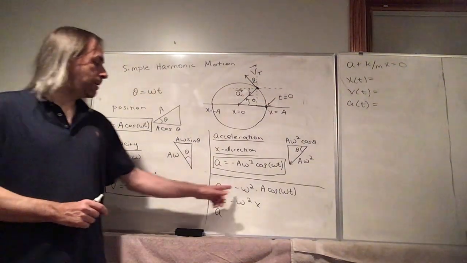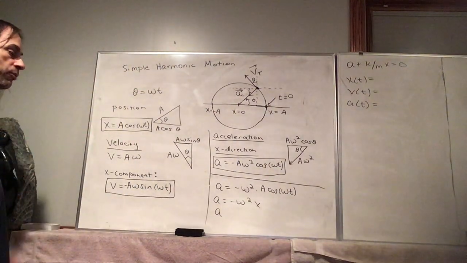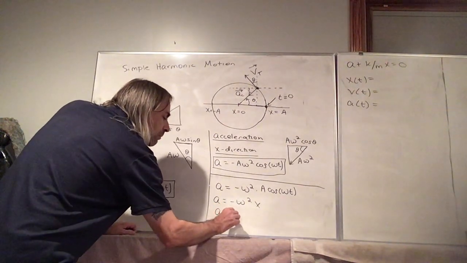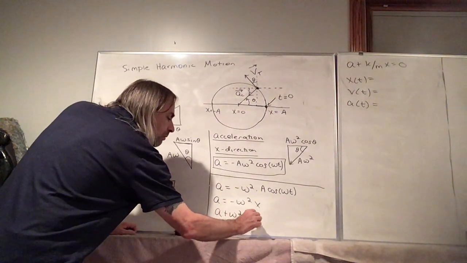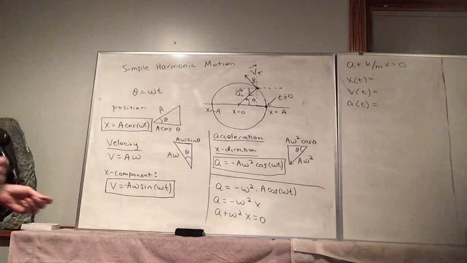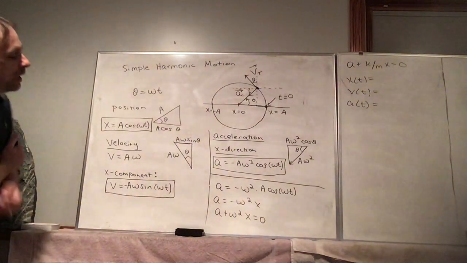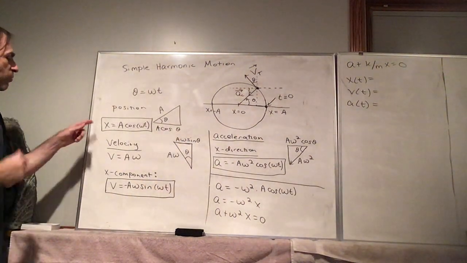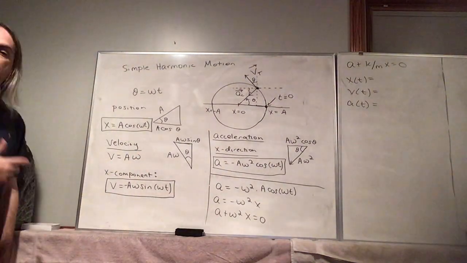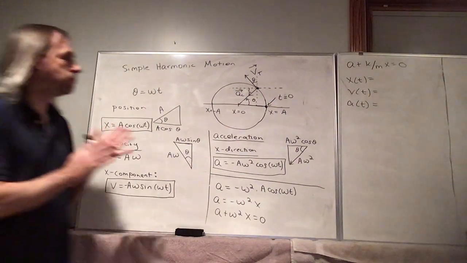So we have a equals minus omega squared x. And now let's add omega squared x to both sides. And we have this equation, a plus omega squared x equals 0. And so we have a relation between x, v, and a that solves this equation.